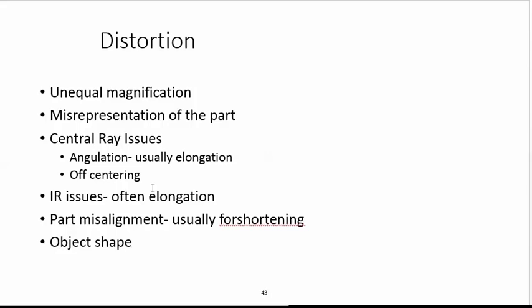If, though, you have part misalignment, like what we were talking about with the scissors a minute ago, then with part misalignment, you're going to have foreshortening. It is magnified on one end, but the overall length of the object is going to be short. I think that in the Bontrager book, there's a picture, I think it's 3 different pictures of a humerus that demonstrate the different types of distortion.